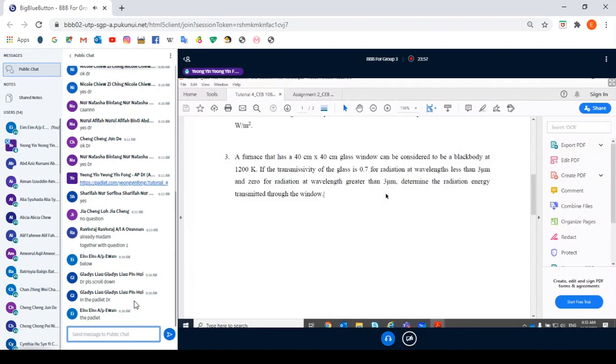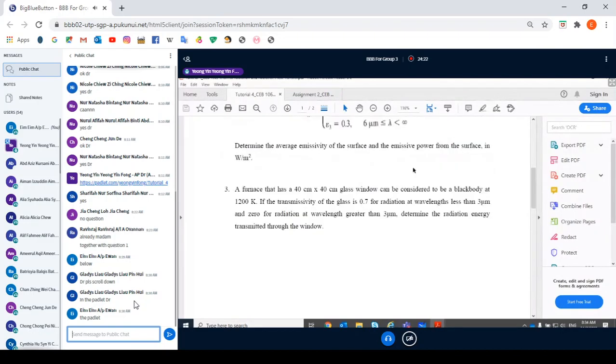This one is actually also easy and similar with question number 2. Just this one, it asks you to find the energy. Okay, radiation energy means that your answer should be in watt rather than watt per meter square. It's not emissive power, but it's radiation energy. Okay, so I go to the whiteboard over here.